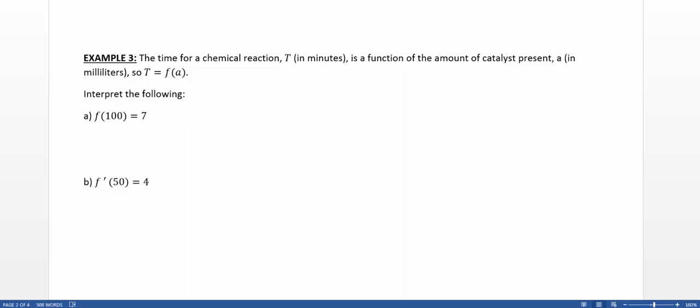Example 3. The time for a chemical reaction, T in minutes, is a function of the amount of catalyst present, A, in milliliters. So T equals f of A. We want to interpret the following statements: f of 100 equals 7 and f prime of 50 equals 4. Now, it's very tempting to always turn T into time and to always make that your independent variable. But here we have to be extra careful because I want to point out that my independent variable here is A, and A is in milliliters.